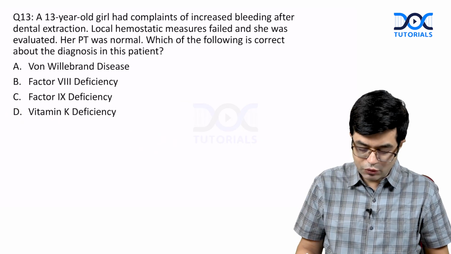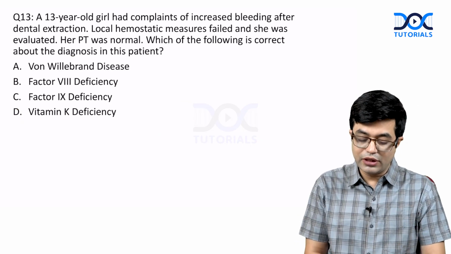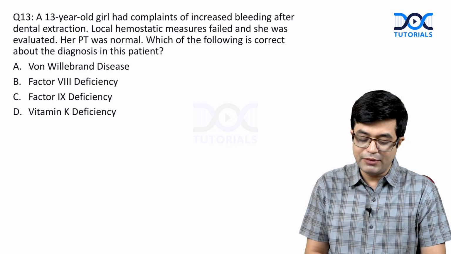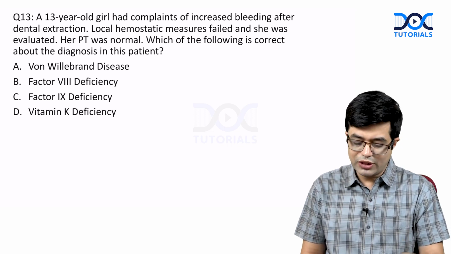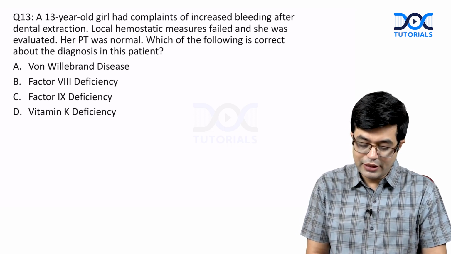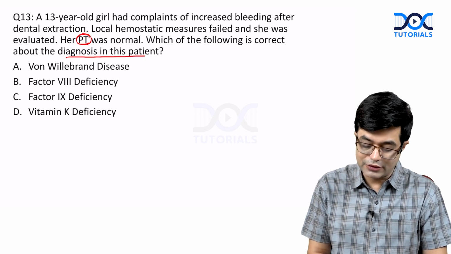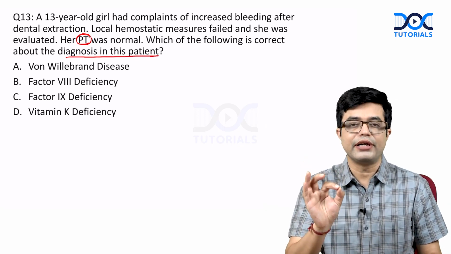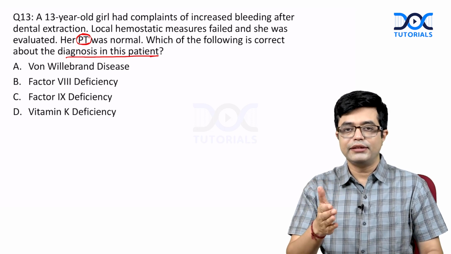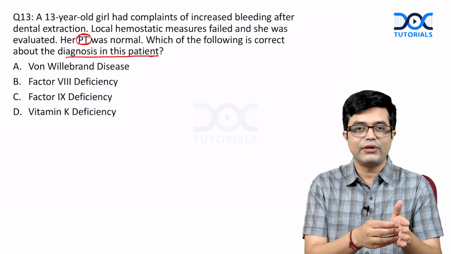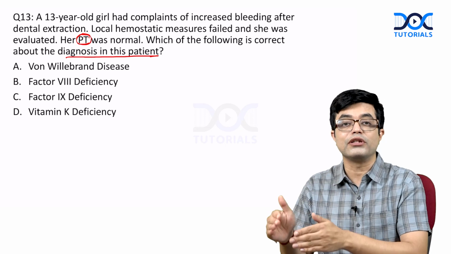given. Question number 13. 13-year-old girl presented with complaints of increased bleeding after dental extraction. Local measures failed. She was evaluated. Prothrombin time was normal. Which of the following is correct about the diagnosis in this patient? There are two ways you can reach this question. Either you can look at the history and reach the diagnosis, or you can rule out other options.